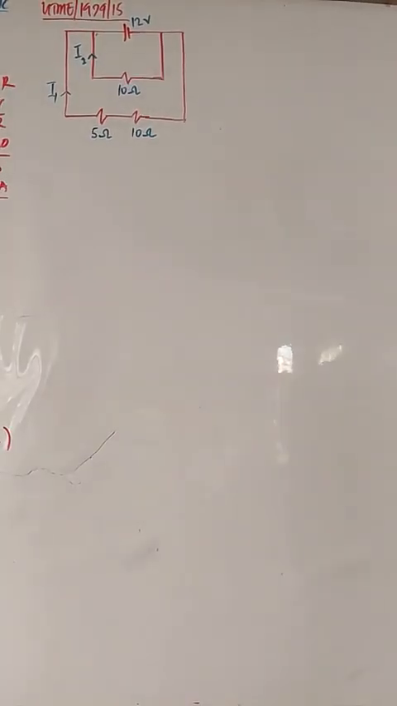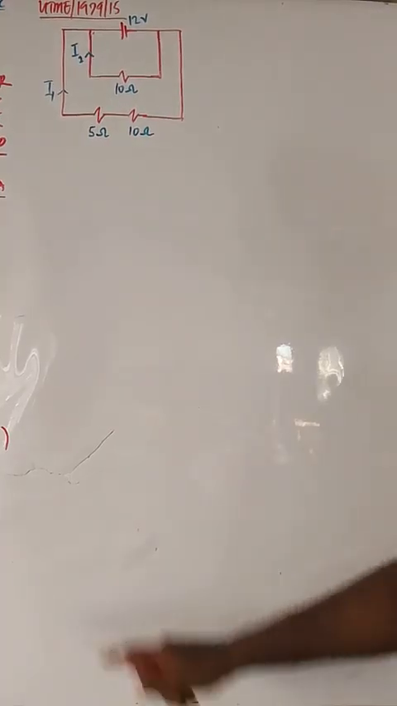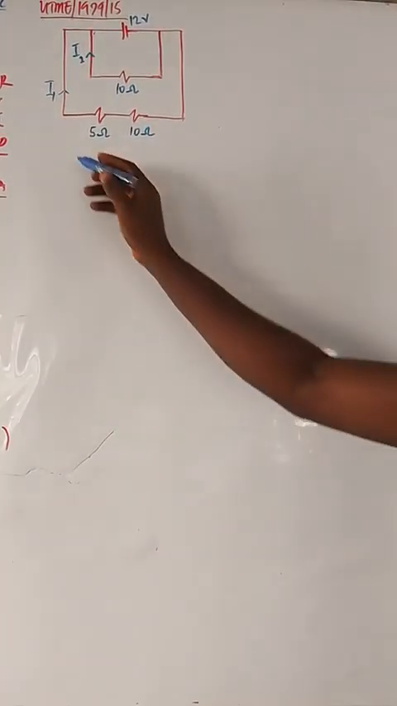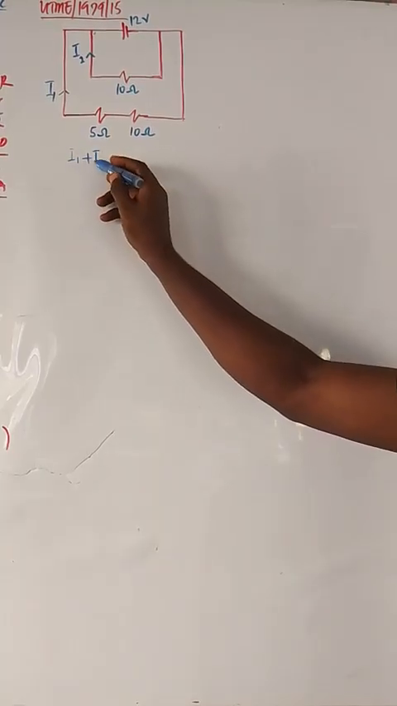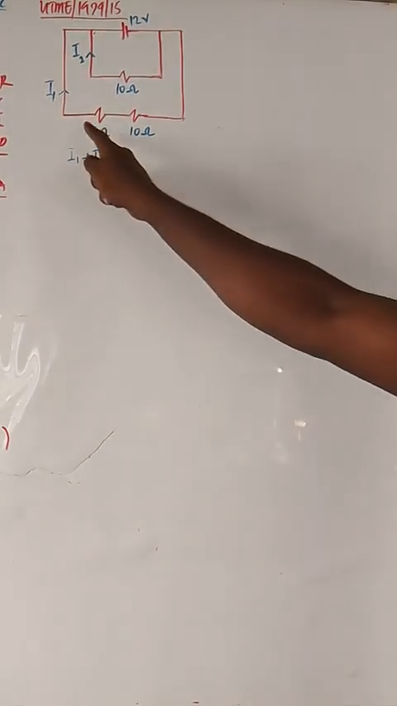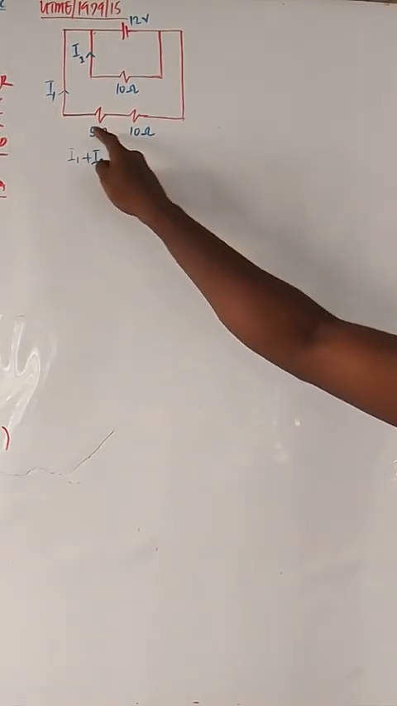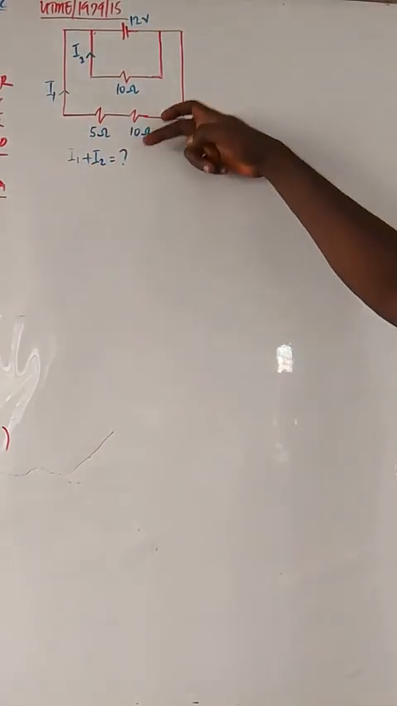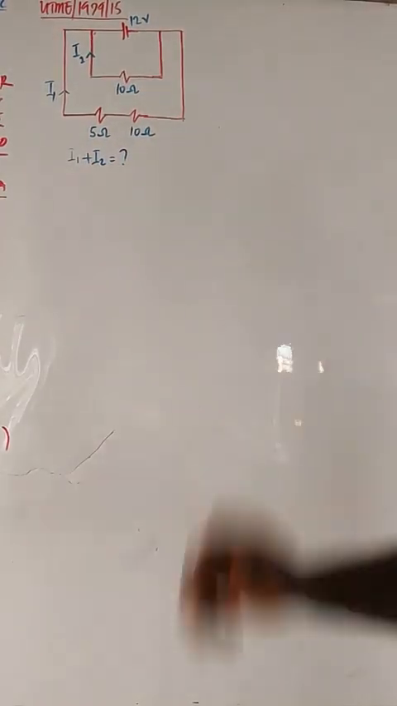Now for this question, the question says, the sum of the current I1 and I2 is dash. It means we are looking for I1 plus I2. What is I1 plus I2? In short, that is the effective current. First, these two are in series. So if you add them together, that's 15. So that 15 and this 10 will be in parallel.